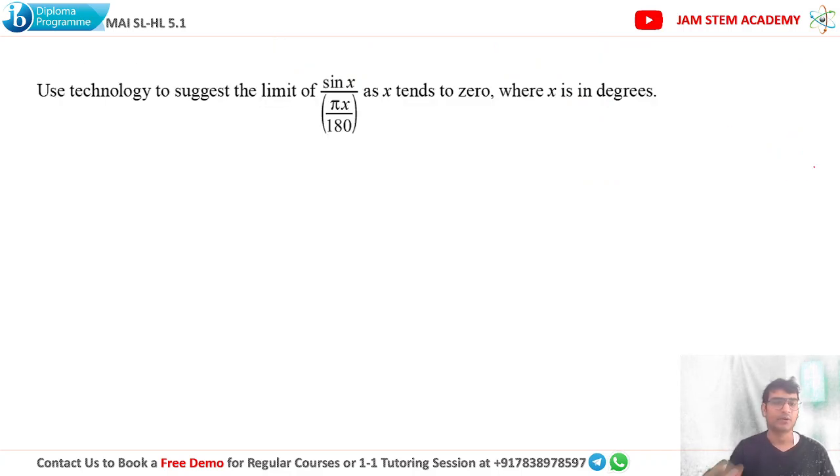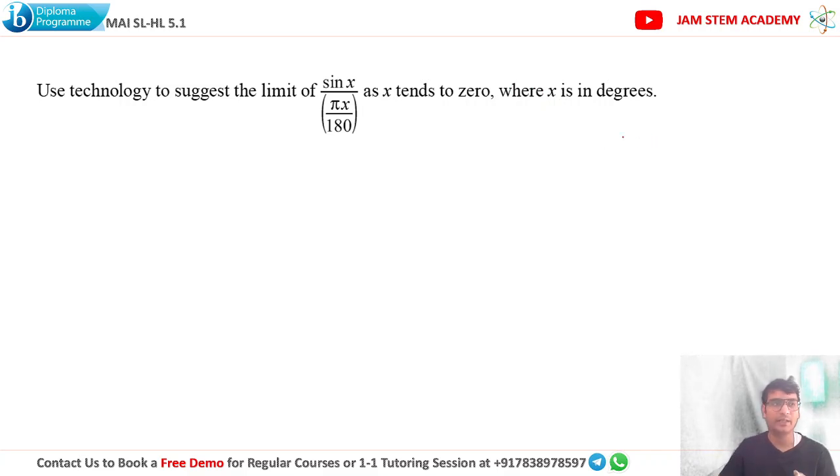Okay, now let's solve some questions. It says using technology, suggest the limit of sin x over sin pi x over 180 when x approaches 0. x is in degrees. So what can I do? In this case, we can use the graphical approach or we can use the tabular approach to get our answer. With the graphical approach, we already know we can find the value of the function in the neighborhood of that 0 value, right? So let's use the tabular method also.